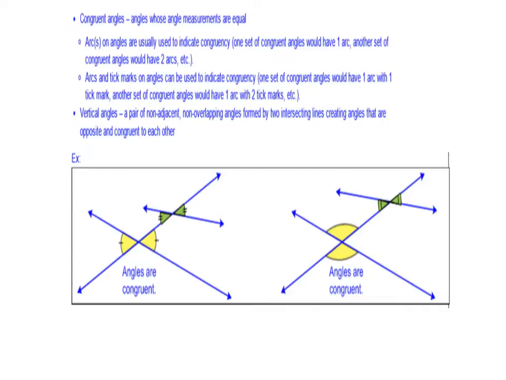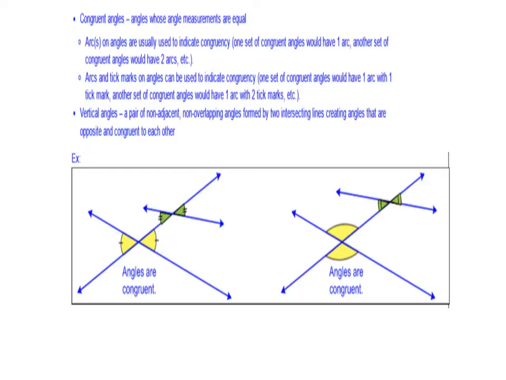So again, as we take a look through this particular sector of 8th grade math, let's start with definitions: congruent angles are angles whose angle measurements are equal. So you would have an angle that's probably 90 degrees. Well, a congruent angle will also be 90 degrees.